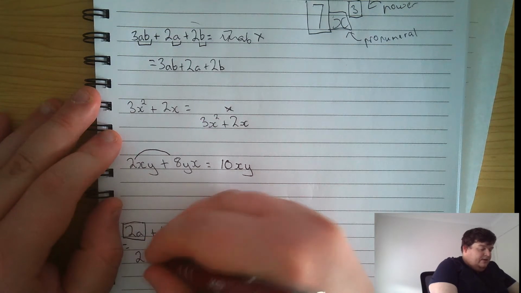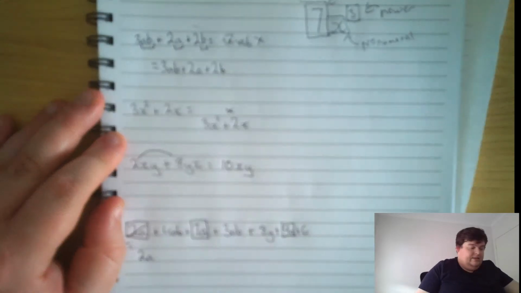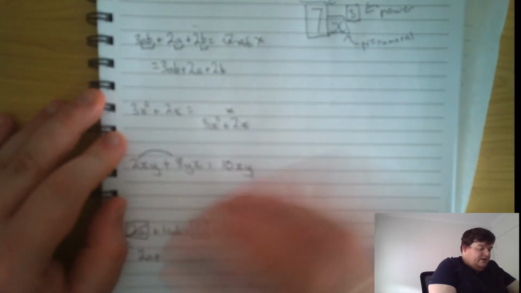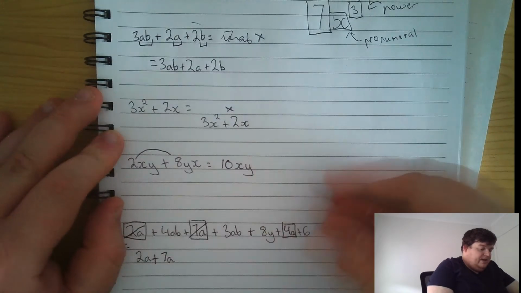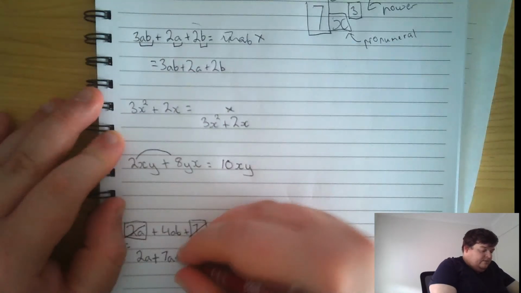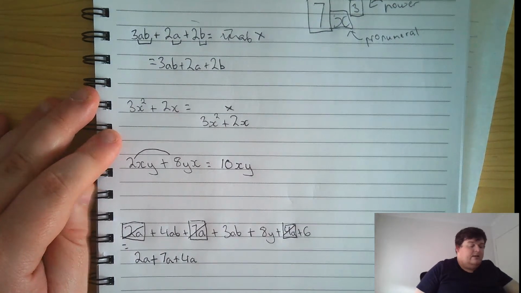So I'm going to say 2a. I'm just going to put a cross through each number as I write it down. This is so I don't lose track of which ones I've written down. So 2a plus 7a plus 4a. Right, I've got all of them next to each other. Now we're going to do the same thing here.